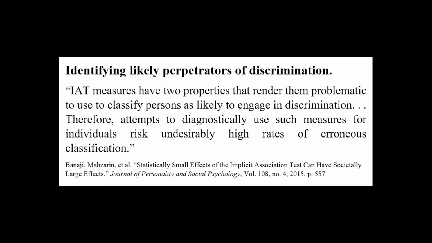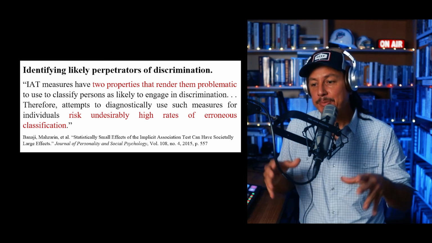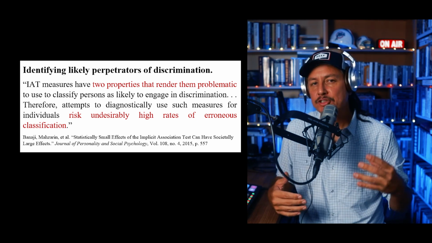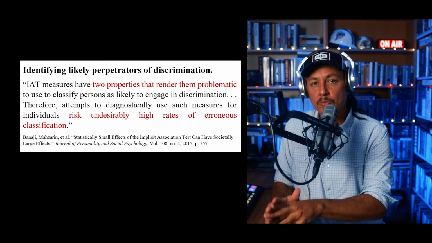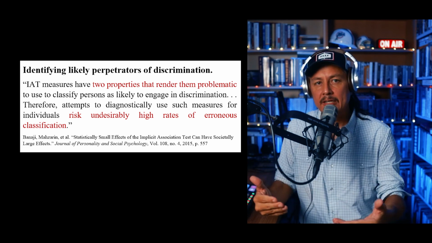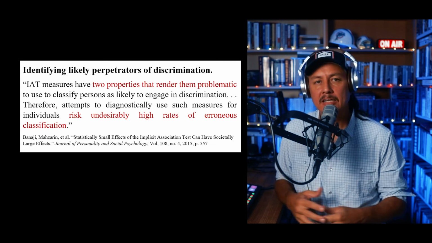IAT measures have two properties that render them problematic to use to classify persons as likely to engage in discrimination. Therefore, attempts to diagnostically use such measures for individuals risk undesirably high rates of erroneous classification. Did you catch that? Everything that has been said about this test for the past 20 years and has been used to identify and predict discriminatory behavior, now according to its own inventors, in a small blurb which very few people will ever come across or read, that the IAT has no predictive power and therefore no diagnostic use.